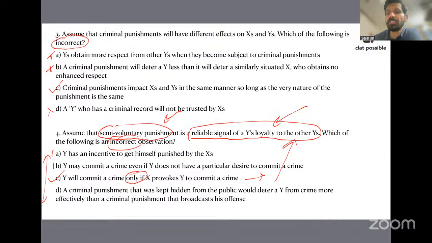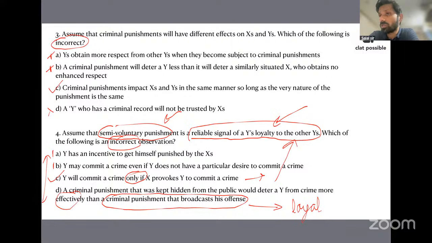D, a criminal punishment that was hidden from the public would deter a wife from crime more effectively than a criminal punishment that broadcasts his offense. Yes, this will be more effective. Why? Because this criminal punishment will broadcast his offense, and this will make him look loyal, right? This will make him look loyal to the group. So something that is broadcasted, I will be seen as a hero in the group, right? So I'll do it.